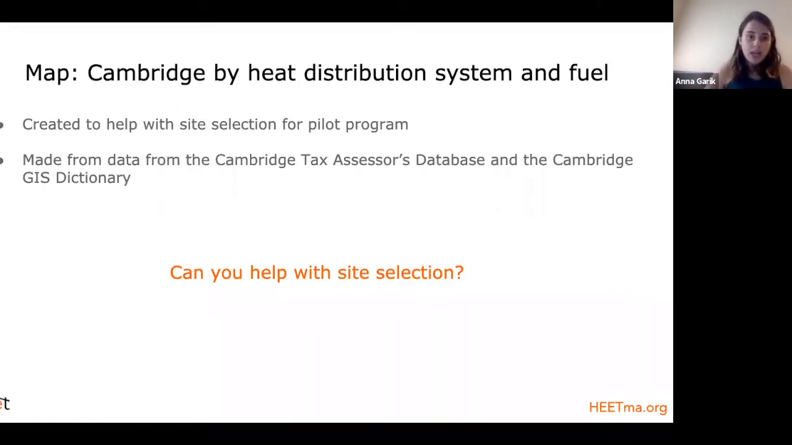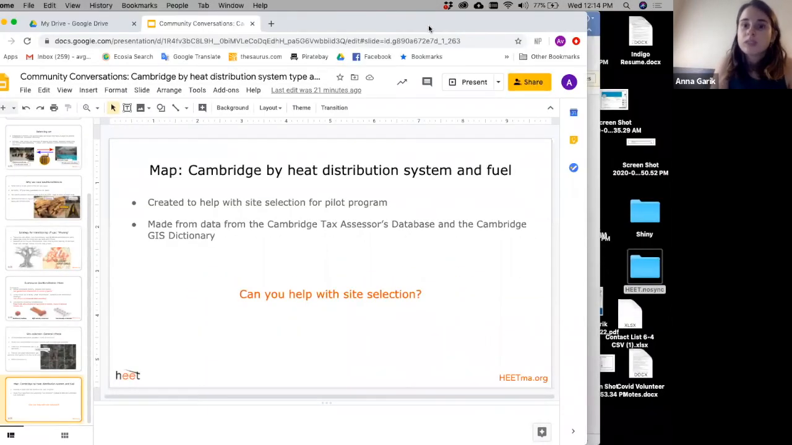So with this in mind, I made a map of Cambridge by heat distribution system and fuel. And I made it to help with site selection for the pilot program. I made it from data from the Cambridge Tax Assessors database and the Cambridge GIS dictionary. And I actually just finished making this map. Haven't really gotten to try it out. So I was thinking maybe you all could help me out and see if you can find anything that helps with site selection. So I will go on over to the map to give you an idea of how to use it.